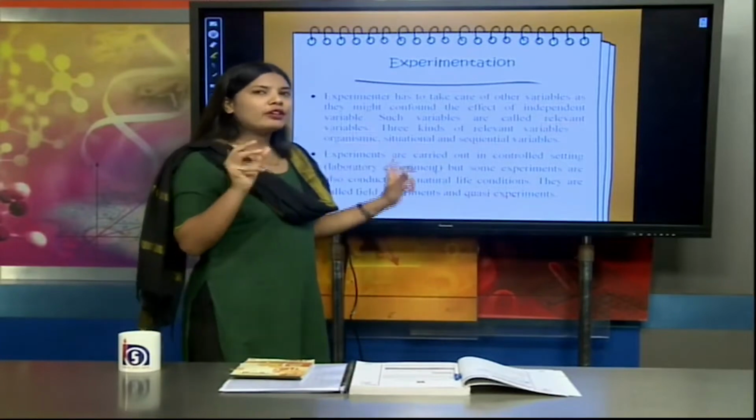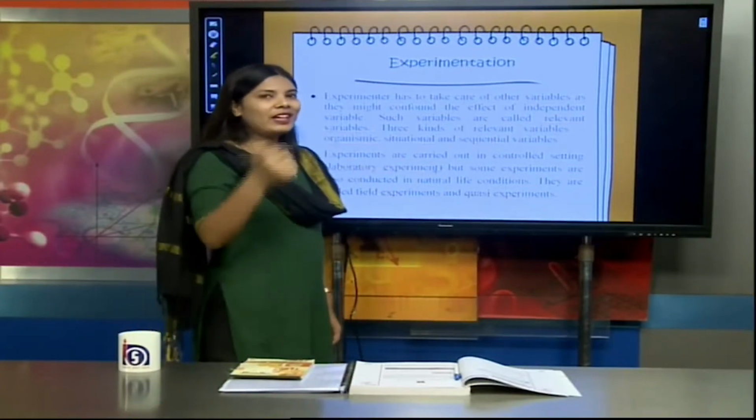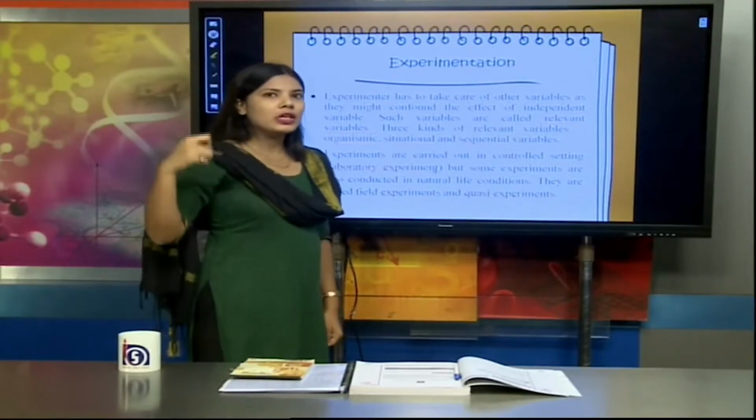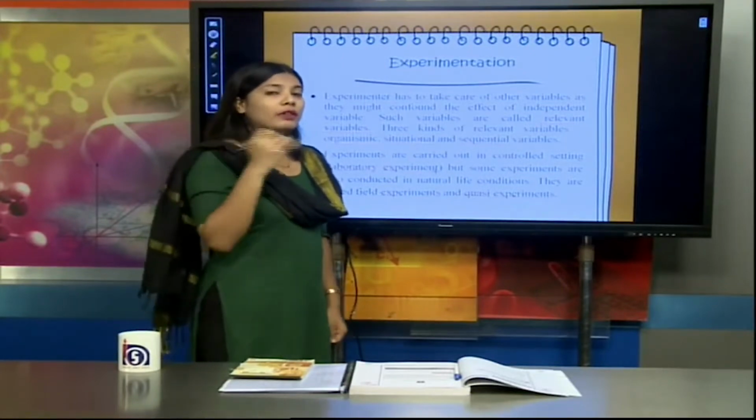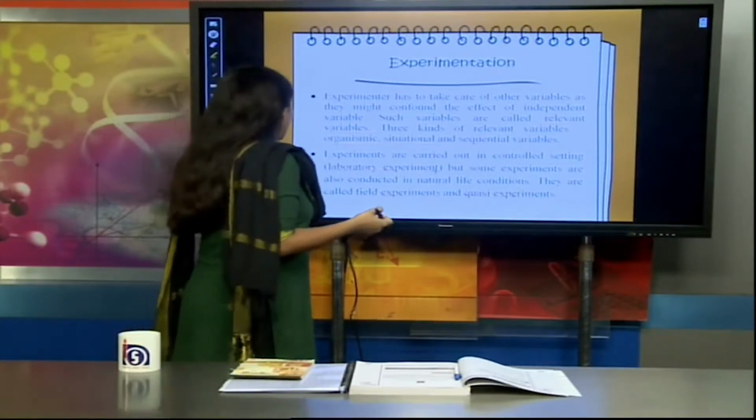Quasi basically means kind of fake experiments, but it is not exactly fake, because there are still certain methods and procedures that we are following to maintain the objectivity in this experiment.